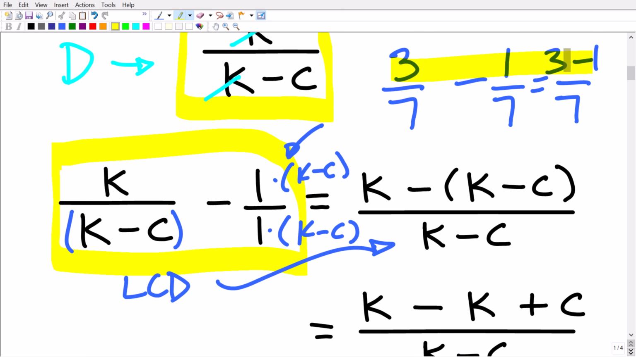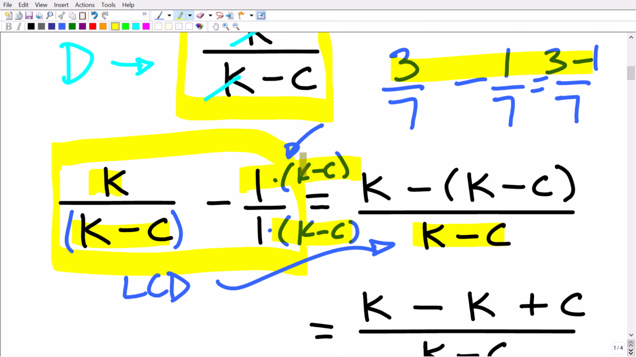Anytime you get stuck with a rational expression, it's a good idea to take a look at a simple fraction problem just as a quick review on what to do, because working with rational expressions is basically the same thing as working with fractions. Okay, so here we now have this same denominator, k minus c. So we're going to subtract the numerators.